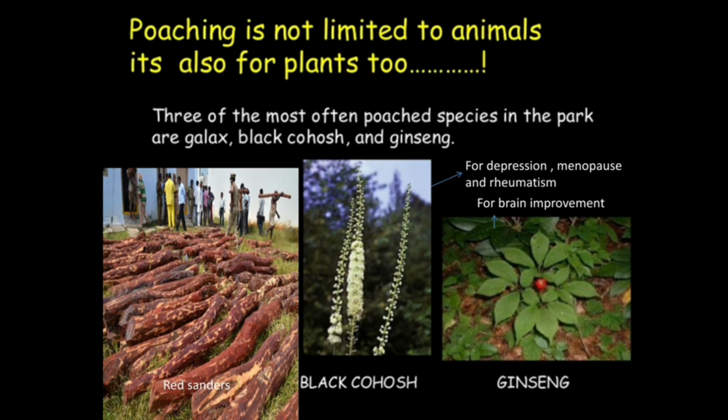Then black cohosh and ginseng. Naturally, black cohosh is used for depression, menopause and rheumatism treatment, whereas ginseng is used for brain improvement. These also have been in high extinction regions. These species are in extinction due to high poaching.